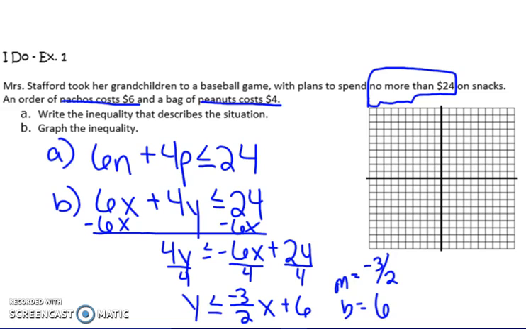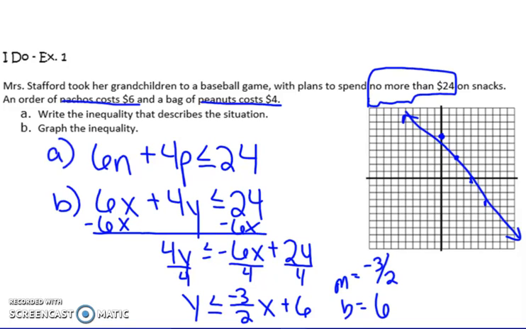So now to graph it, I'm going to plot my point of 0, 6 for my y-intercept. My slope tells me I can go down 3 to the right 2. I'm going to do this a couple times, hopefully if the board cooperates well enough. Now, based on my symbol of less than or equal to, it is going to be a straight line.